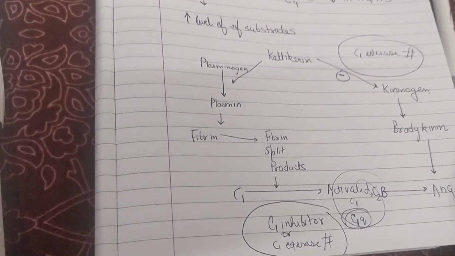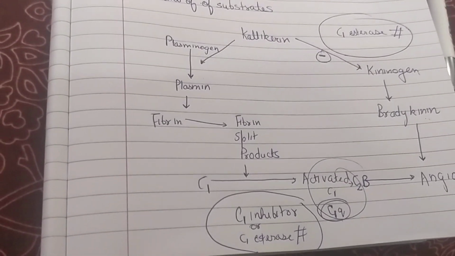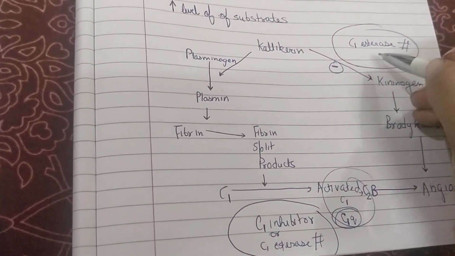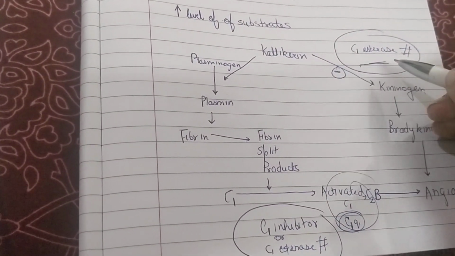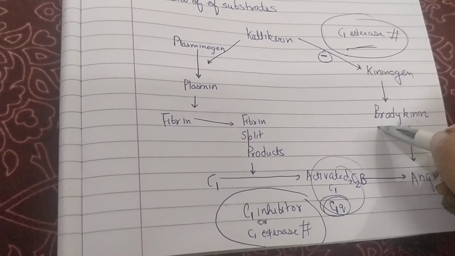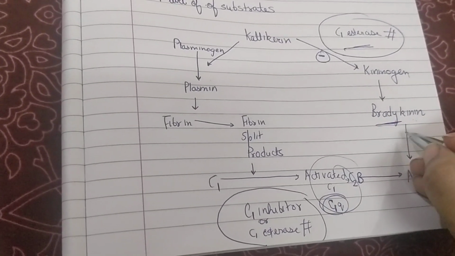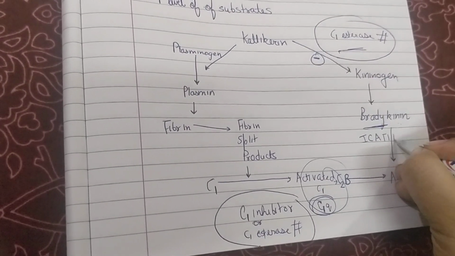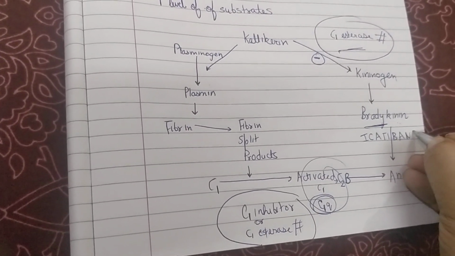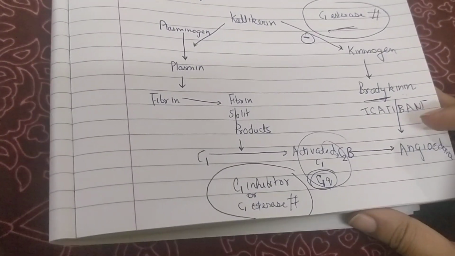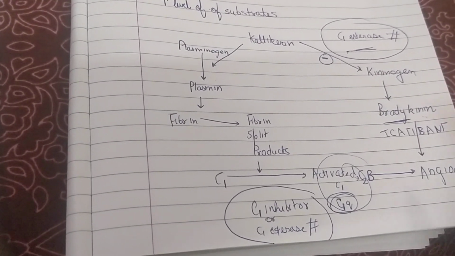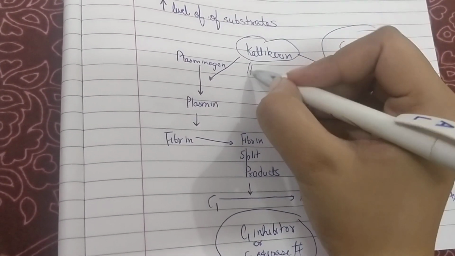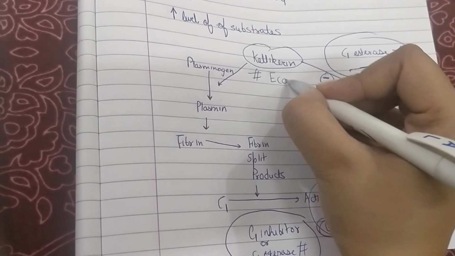So how do we treat this condition? For the treatment of this condition, we can either give C1 inhibitor concentrate from outside, or we can give bradykinin antagonist. Bradykinin antagonist is icatibant, or we can also give kallikrein inhibitors. So the kallikrein inhibitor is ecallantide.